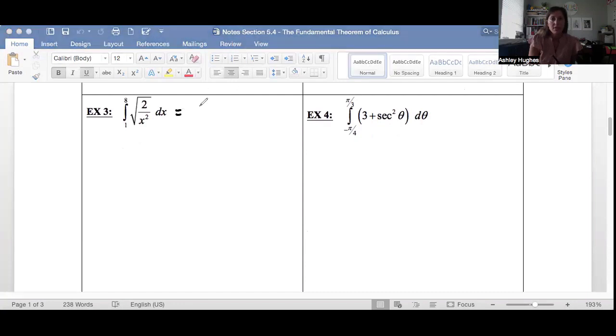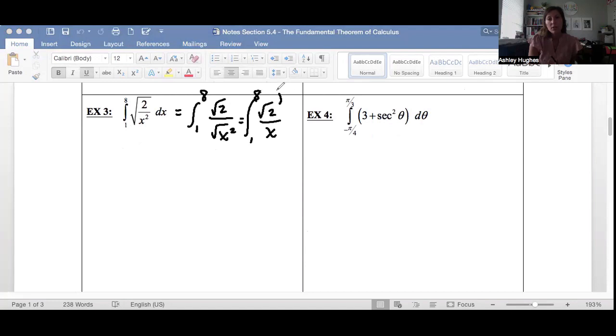Well, we need to rewrite it first. Roots and fractions rewrite. So that would be the square root of 2 over the square root of x squared. What's the square root of x squared? X. So this is like the square root of 2 over x, and we're integrating it from 1 to 8. This function will not exist at 0, but our bounds don't start at 0, so we're okay.